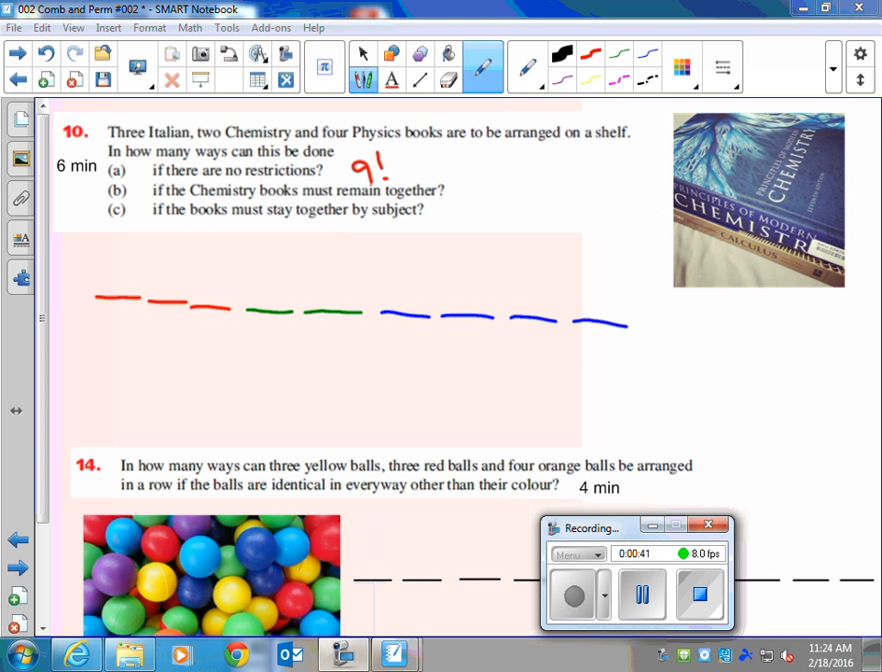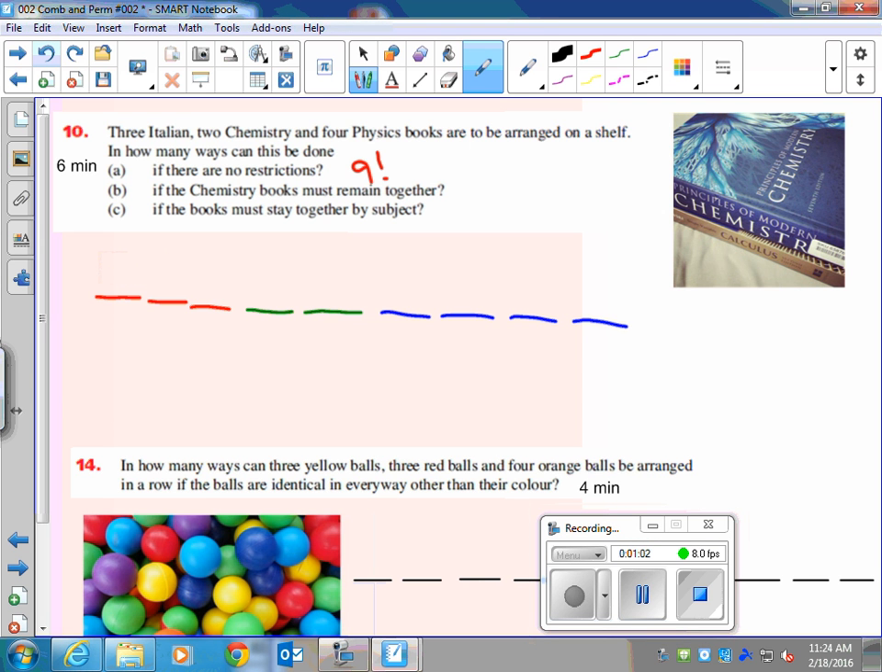There's 9. Let me say a couple things. These chemistry books are different chemistry books. These physics books are different physics books. They're not identical like 2 oranges or 2 bananas. So there's 9 that could go in this slot, 8 to go in this slot, 7, you get it? That's where you get 9 factorial.